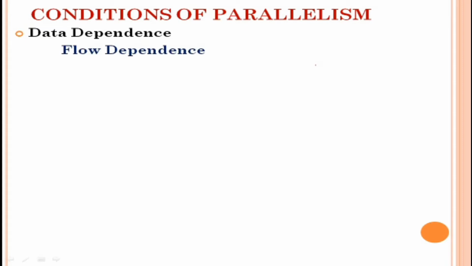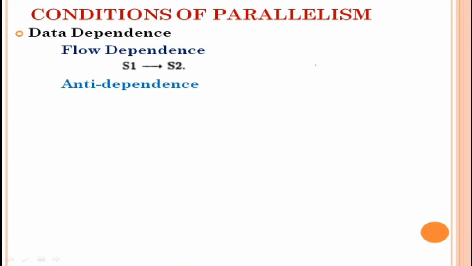Statement S2 is flow dependent on a statement S1 if an execution path exists from S1 to S2, and if at least one output of S1 feeds in as an input to S2, then it is a flow dependency, denoted by S1 arrow S2. So this shows the flow dependency, that is, the statement S2 is flow dependent on statement S1. We'll see later, with examples, how the flow dependency is shown.